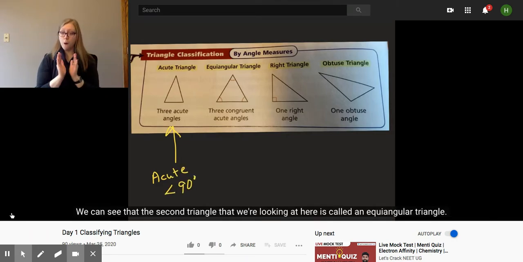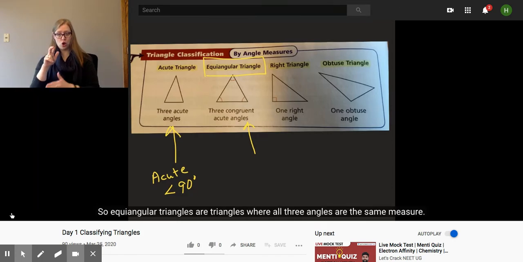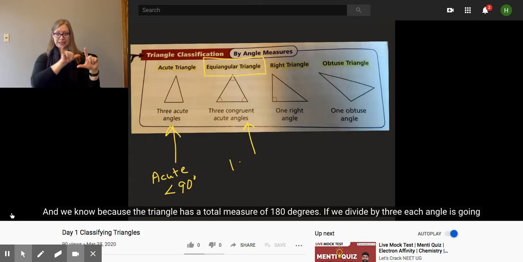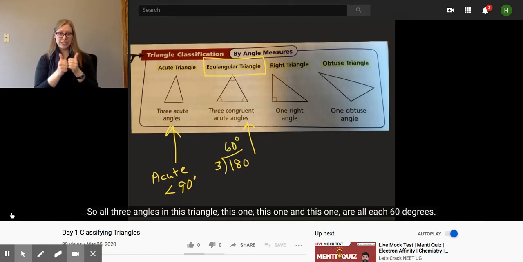We can see that the second triangle that we're looking at here is called an equiangular triangle. And equi would be equal, and angular means angles. So equiangular triangles are triangles where all three angles are the same measure. And we know because the triangle has a total measure of 180 degrees, if we divide by 3, each angle is going to be 60 degrees. So all three angles in this triangle, this one, and this one, are each 60 degrees.